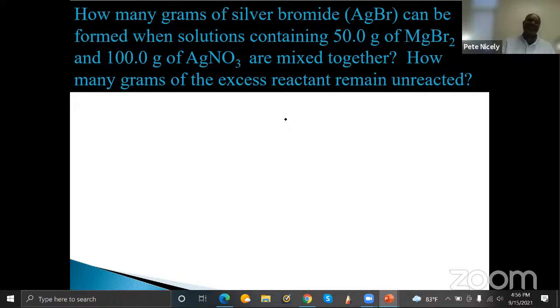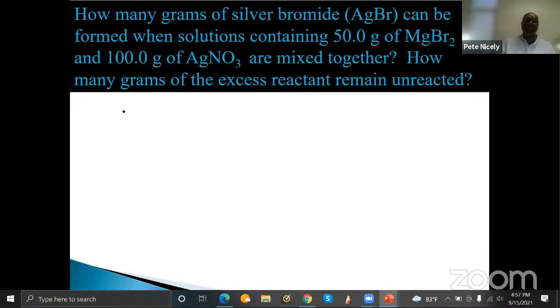So the question says, how many grams of silver bromide can be formed when solutions containing 50.0 grams of magnesium bromide and 100.0 grams of silver nitrate are mixed together? And then the next question is, how many grams of the excess reactant remain unreacted? Okay, so the first thing we need to do is figure out what the equation is. So this is where I'm going to turn it over to you guys.